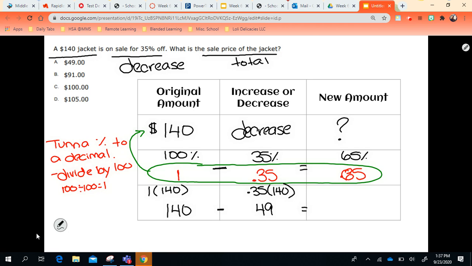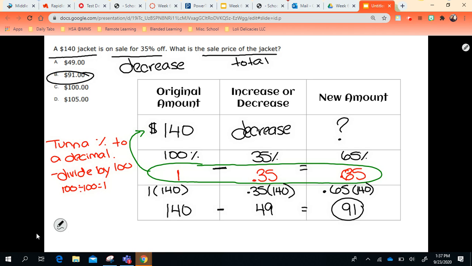For our last box, I do the same thing. 0.65 times 140. So again, remember it, decimal times original. And that's going to give us 91. So that means our total is 91, which is B.